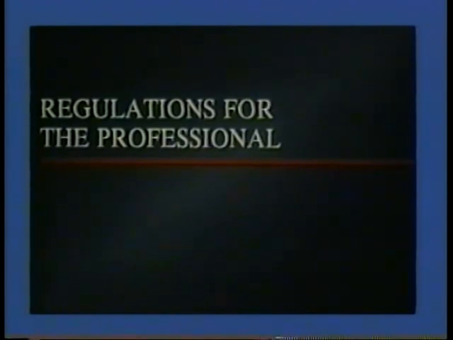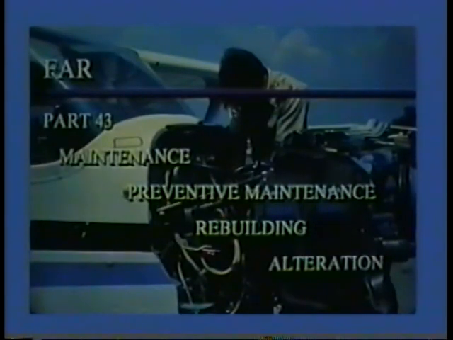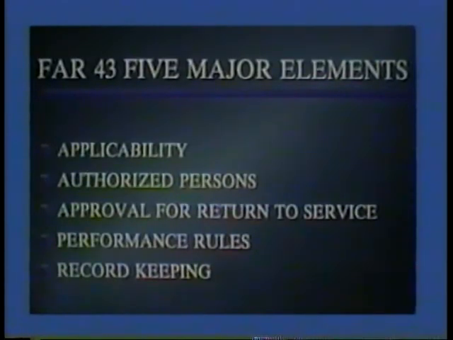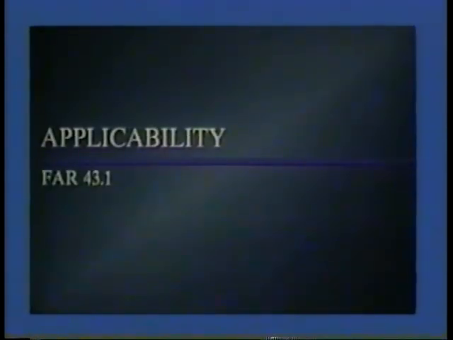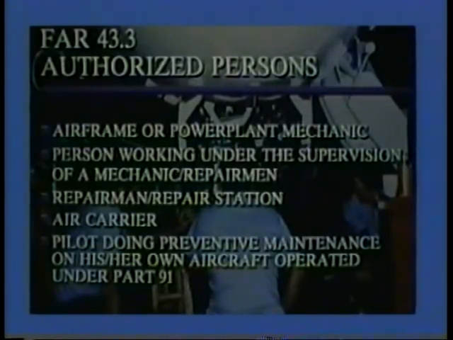FAR Part 43 covers maintenance, preventive maintenance, rebuilding and alteration in only 12 regulations and 6 appendices. For the purpose of this presentation, we will break FAR Part 43 into 5 major elements: applicability, authorized persons, approval for return to service, performance rules, and record keeping. The first element, FAR 43.1, applicability, pertains only to aircraft having a U.S. airworthiness certificate, excluding experimental aircraft, and foreign registered civil aircraft used in FAR Part 121 and 135 operations.